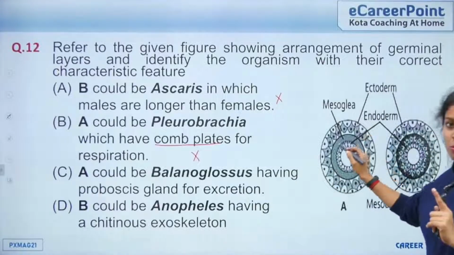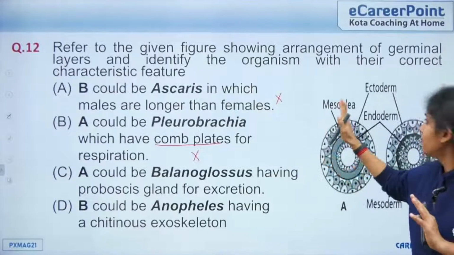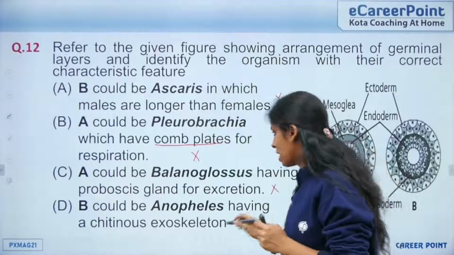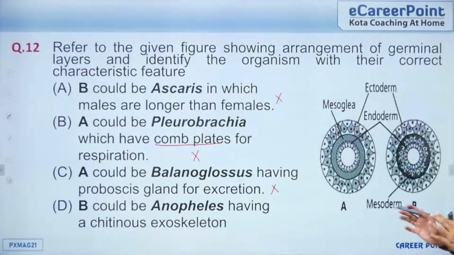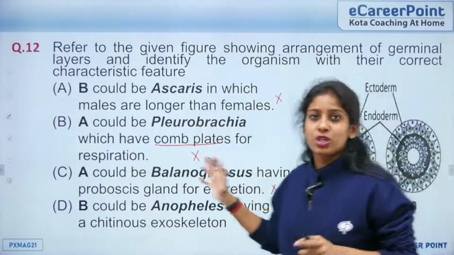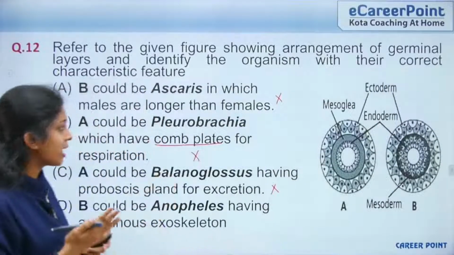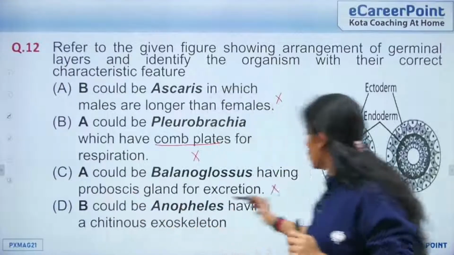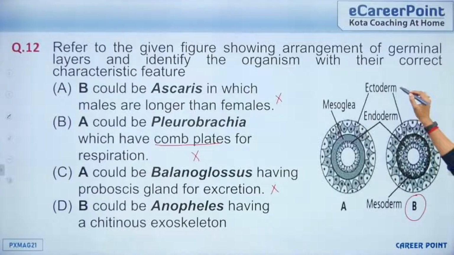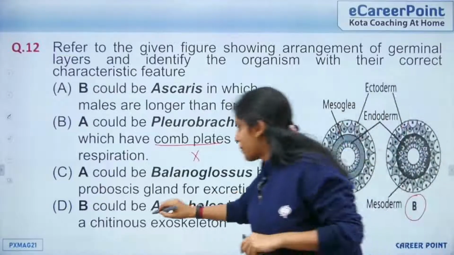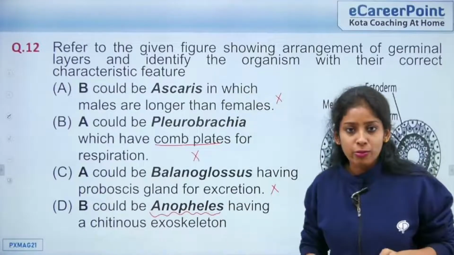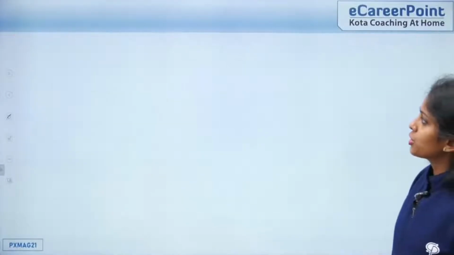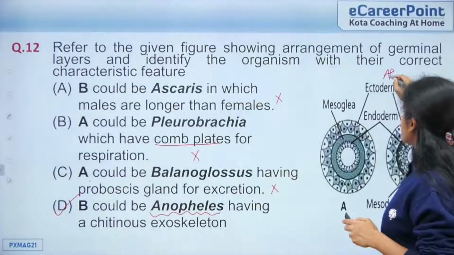A could be Balanoglossus, having proboscis gland for excretion. A is diploblastic, it has undifferentiated mesoderm, that is mesoglea. Balanoglossus are triploblastic, so again this is wrong. A could be Anopheles, having a chitinous exoskeleton. That is true because this comes under arthropods. They have well differentiated mesoderm. So B could be Anopheles. It has ectoderm, endoderm and mesoderm. Anopheles is a mosquito that comes under phylum Arthropoda. So this is the right answer. That question was from the chapter Animal Kingdom. I hope you are able to recollect.